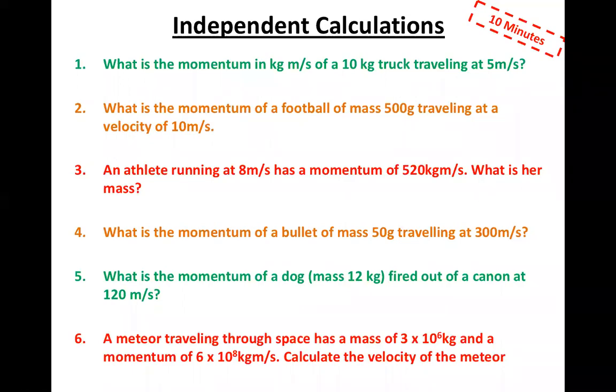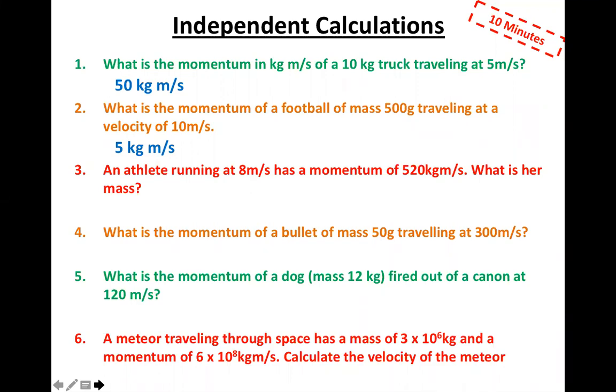Okay, Mehak, what do you get for the first one? What is the momentum of a 10 kg truck traveling at 5 meters per second? 50 kg meters per second. Yep, very good. Next one, number 2, Tachu. What is the momentum of a football of mass 500 gram traveling at velocity of 10? 5 kg meter per second. So the 500 gram you must change to kg first. 500 gram is 0.5 kg and then you times 10.